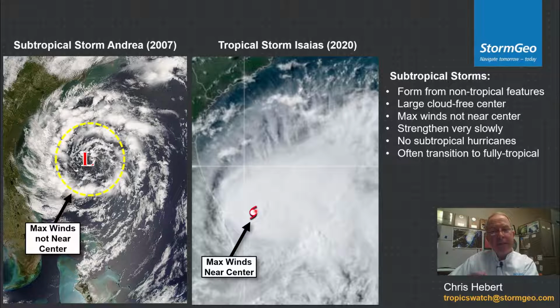And then maybe if it sits over the warm Gulf Stream for a long enough period of time, squalls begin to build near the surface, and the subtropical storm can transition to a purely tropical storm with squalls near the center and strongest winds near the center as well.